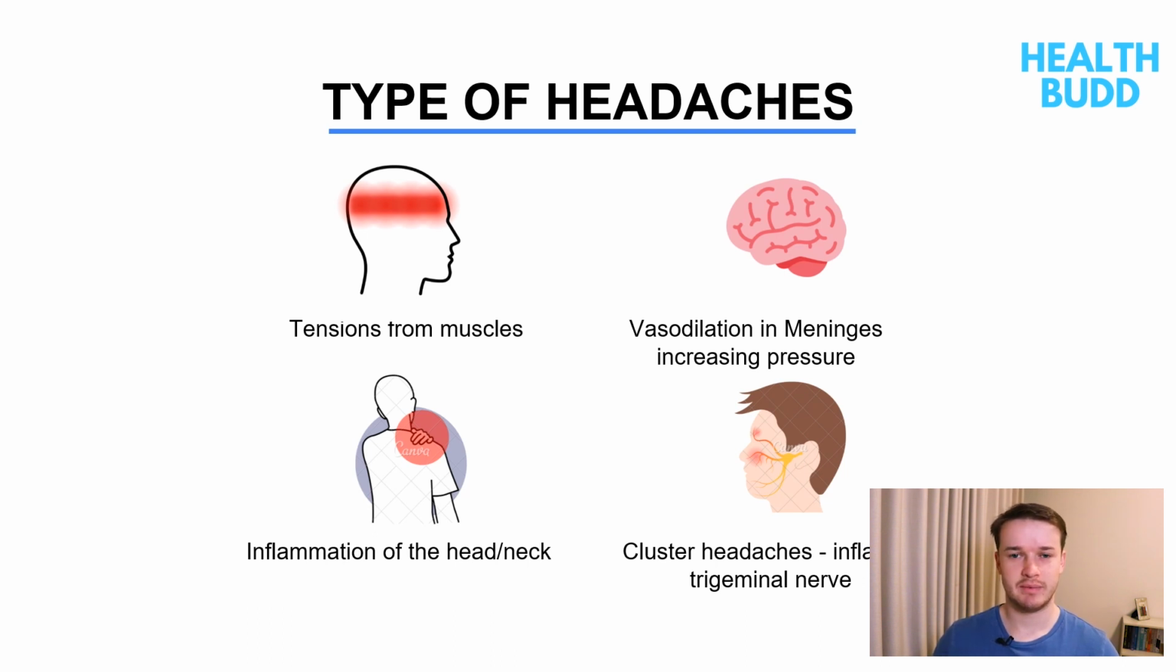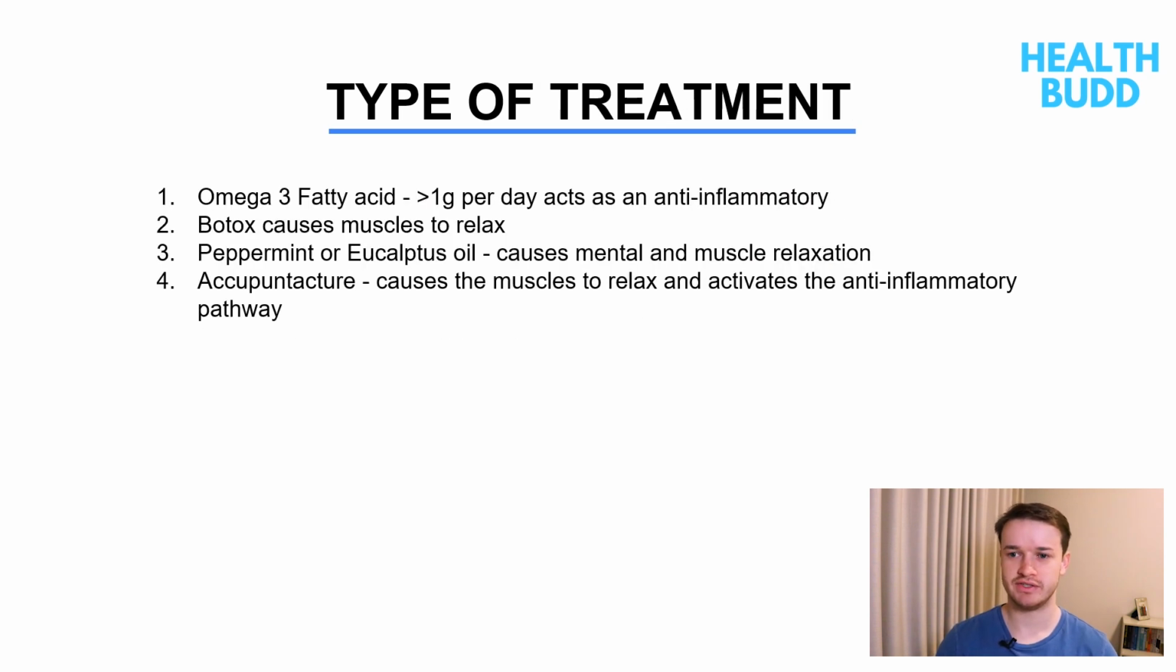And the last is inflammation of the head and neck. So we could get some sort of infection or injury around that neck or the head area. And because there's so many blood vessels in that area, the inflammation can start to spread to the brain, and that can cause headaches. So knowing the 4 types of headaches is helpful in terms of what we can actually do to treat them. There were 4 main types of treatment he goes through.